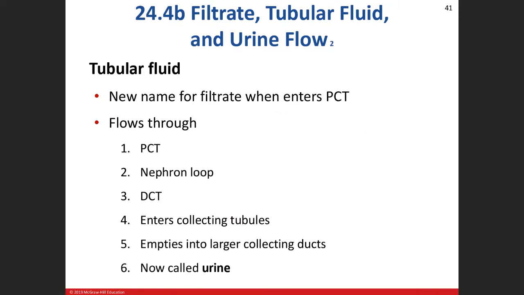When that fluid moves into the proximal convoluted tubule, we call that tubular fluid. It's going to run through all these structures, from the proximal convoluted tubule and the nephron loop into the distal convoluted tubule. It'll enter into those collecting tubules before they eventually empty into the collecting ducts. Then in the collecting ducts, that's when we call that fluid urine.